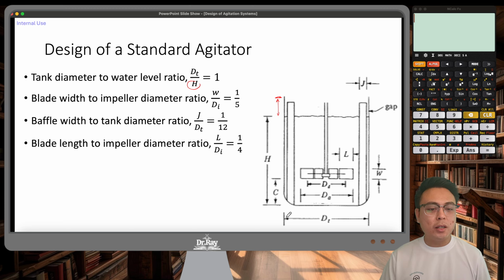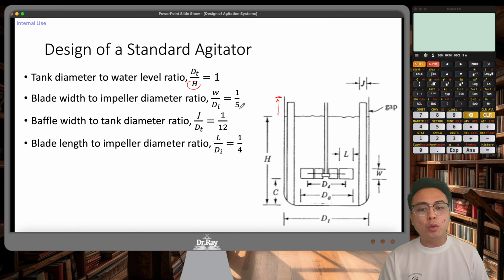But for design purposes, we usually say that the optimal liquid level height would be the same as the tank diameter. Now, the next ratio is also important. It's the blade width to impeller diameter ratio. That's W over D sub I. D sub I is the impeller diameter. It's this one, the diameter of the blade itself. While the blade width, as you can see here, is the thickness of this blade.